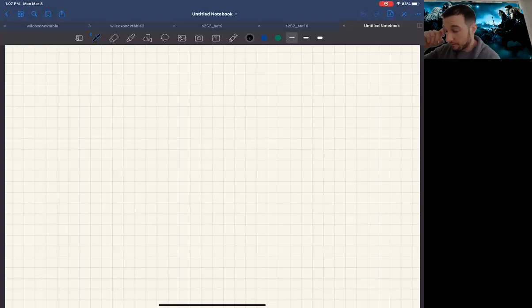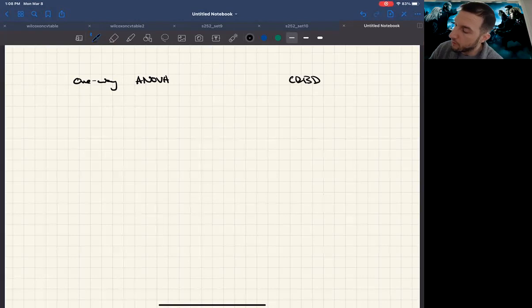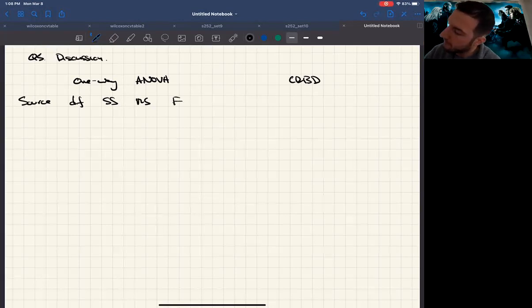Okay, so let's talk about those ANOVA tables. I'm just going to give an example of how this would work, but I'm not going to use exactly the same numbers that were given on the quiz. Okay, so these are going to be the ANOVA tables for each type of design. Okay, so this is Q5.